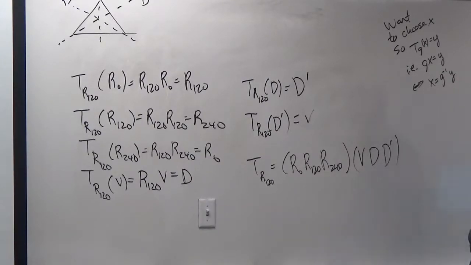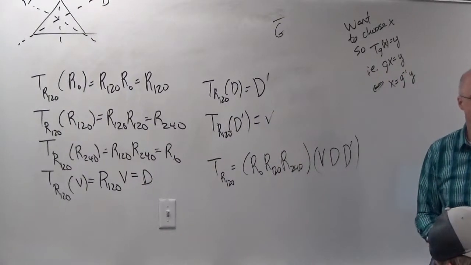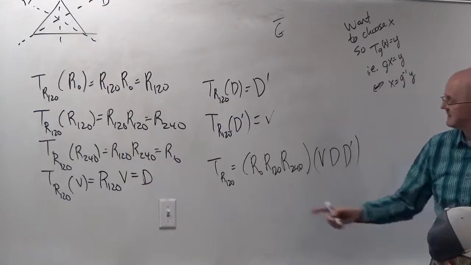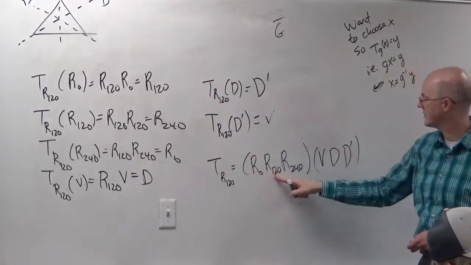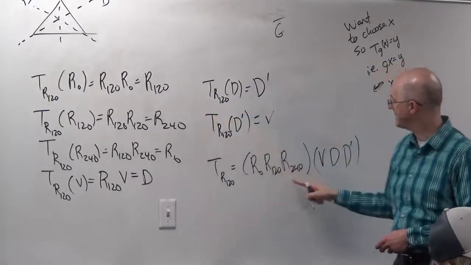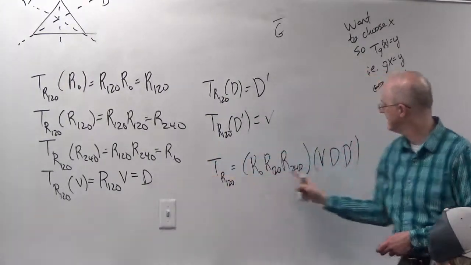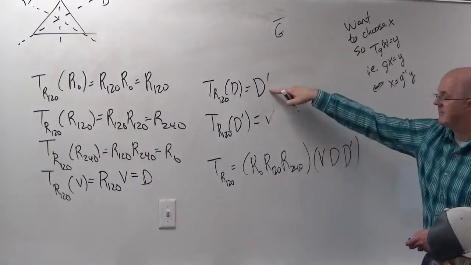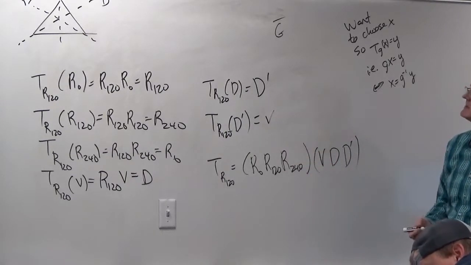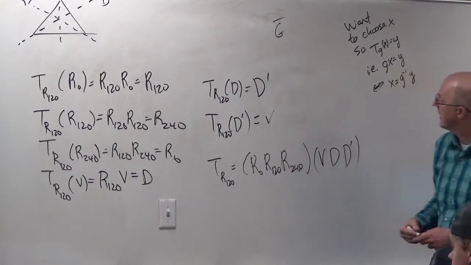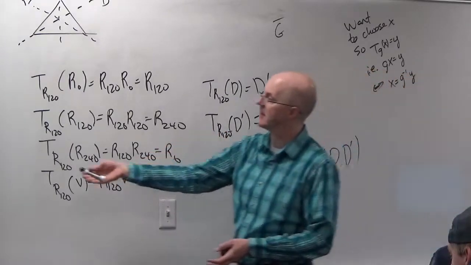This element in G bar, T R120, has order 3. You get this? It's mapping R0 to R120 because of that equation. It maps R120 to R240 because of this equation. It maps R240 back to R0 because of this one. It maps V to D, D to D prime, and D prime back to V. So this is a way you could represent this as a product of disjoint cycles. And I could do this not just for R120, but also for the other elements.